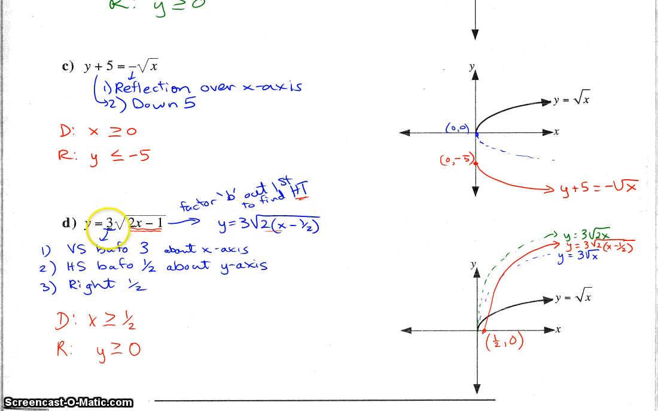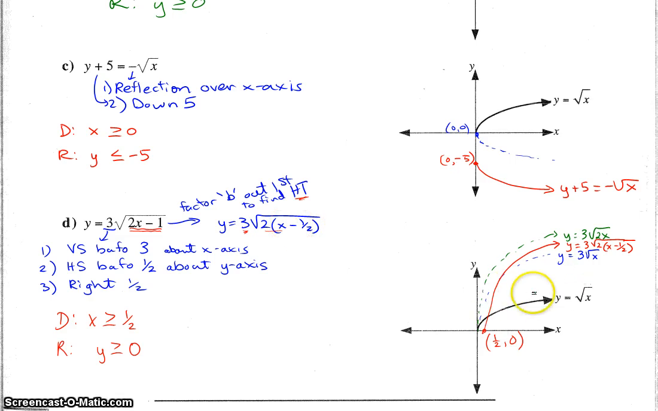The stretch factor for y, however, there's nothing in front of the y. It's over here on this side. As a result, that 3 is literally our stretch factor because it's not with the y. The 2 is with the x, so we have to flip that to get our stretch factor of 1/2 horizontally. Then translation right 1/2 because it's x minus 1/2.